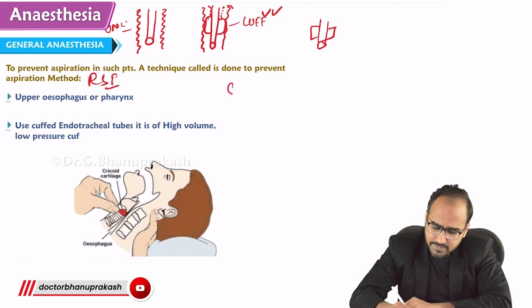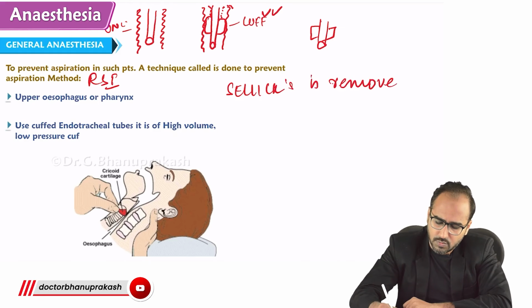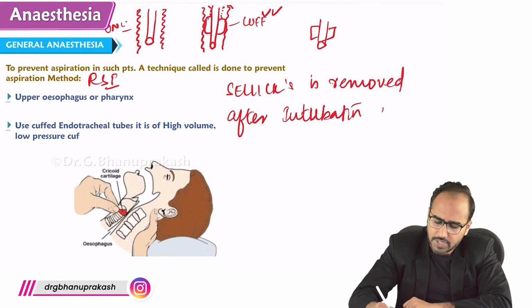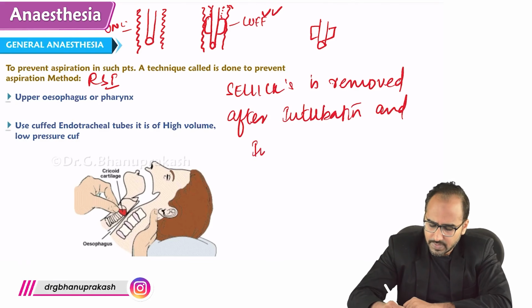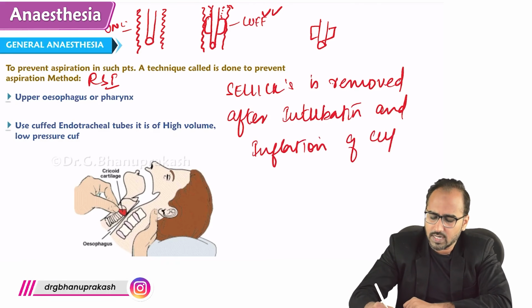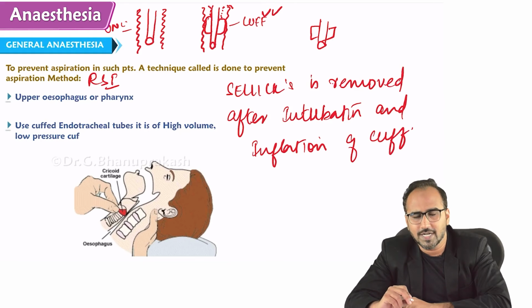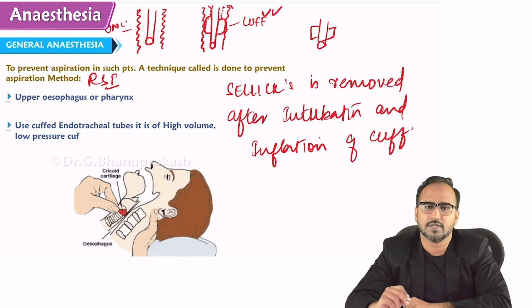You can write there: Sellick's is removed after intubation and inflation of the cuff. After intubation and inflation of the cuff. That is regarding Sellick's maneuver, and that is regarding the general anesthesia induction. Okay, guys?